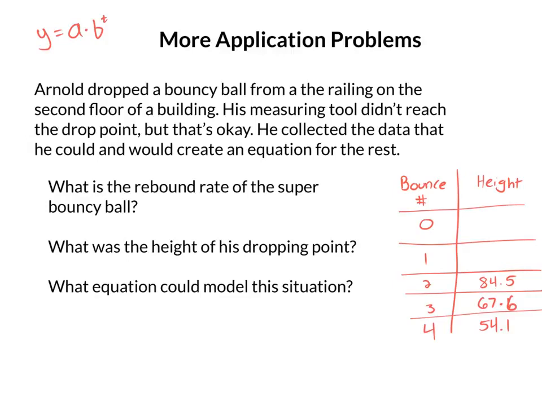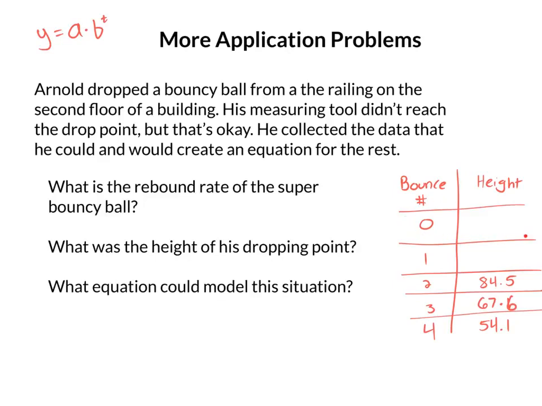So it looks like I've got a bouncy ball problem, which means that every time the ball bounces, it goes a little bit less high. I can see that here, 84.5 feet, I'm assuming, to 67 feet to 54 feet. So every time the ball bounces, it bounces a little bit less high. Thank you, gravity. That's what you're for.